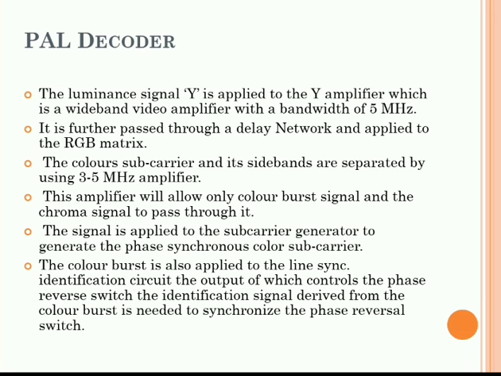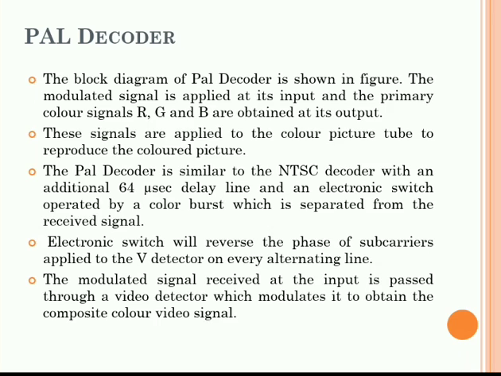Okay, what will the video detector do? It will separate the two signals, the luminance signal Y and the chroma signal. That luminance signal Y is given to the Y amplifier. That Y amplifier is a wideband video amplifier. Its bandwidth is 5 megahertz. Then after passing through the Y amplifier, that Y signal we pass through a delay line and directly it will be given to the RGB matrix that was shown in the diagram.